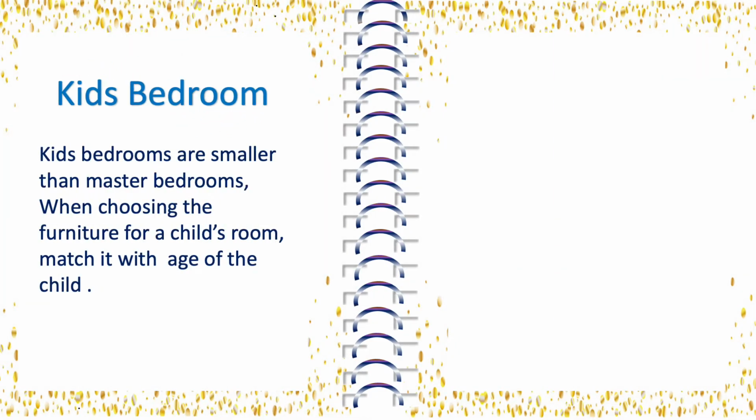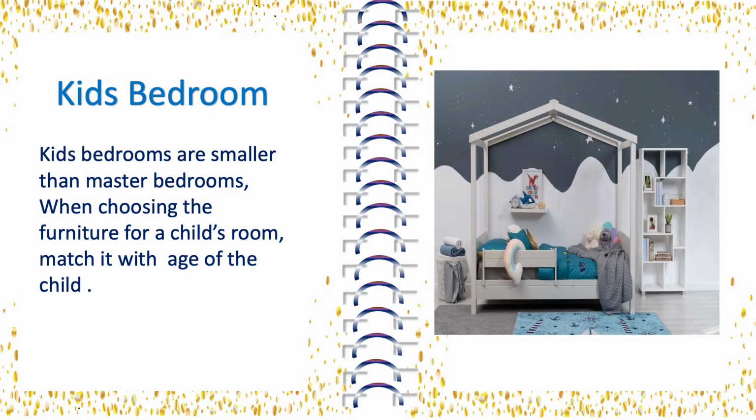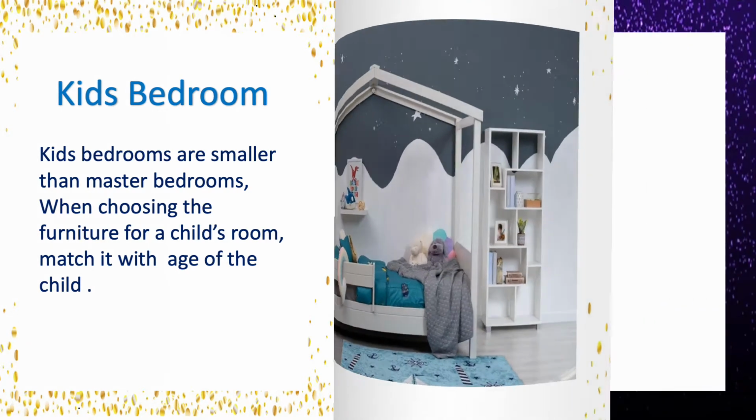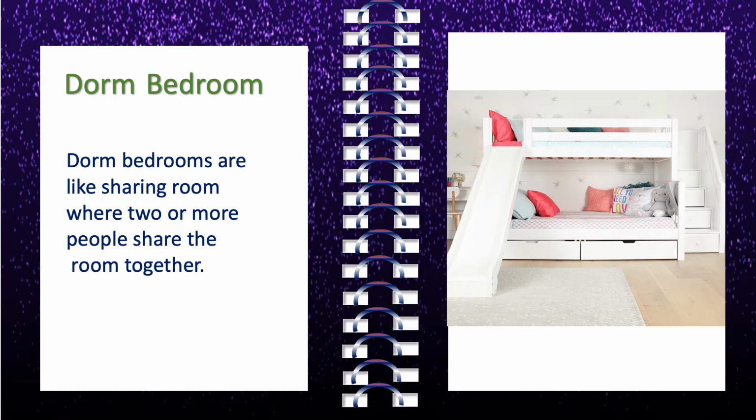The next one is kids bedroom. Let's repeat. Kids bedroom. Kids bedroom are generally smaller than the master bedroom. When choosing the furniture for a child rooms, we will match it according to the age of child. The next one is dorm bedroom. Let's repeat. Dorm bedroom. Dorm bedrooms are like sharing room where two or more people share the room together.